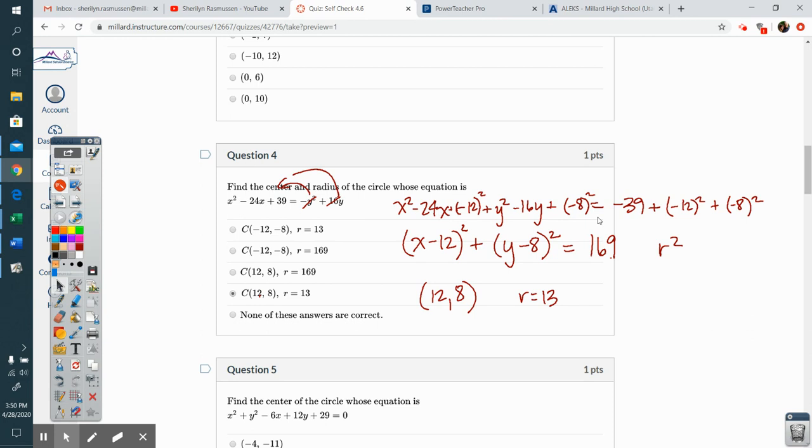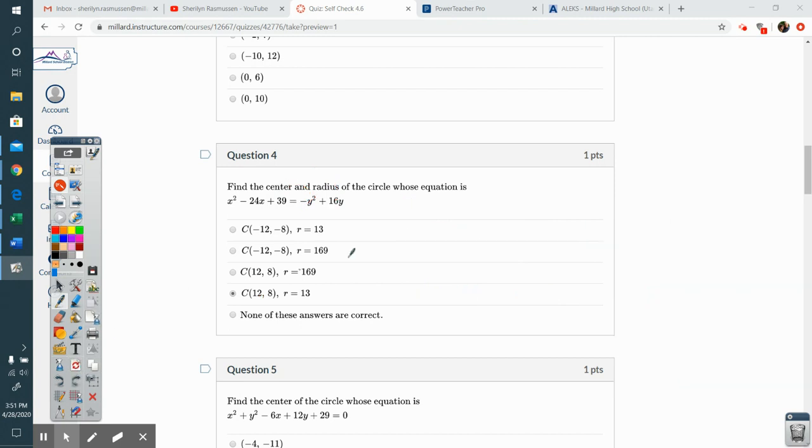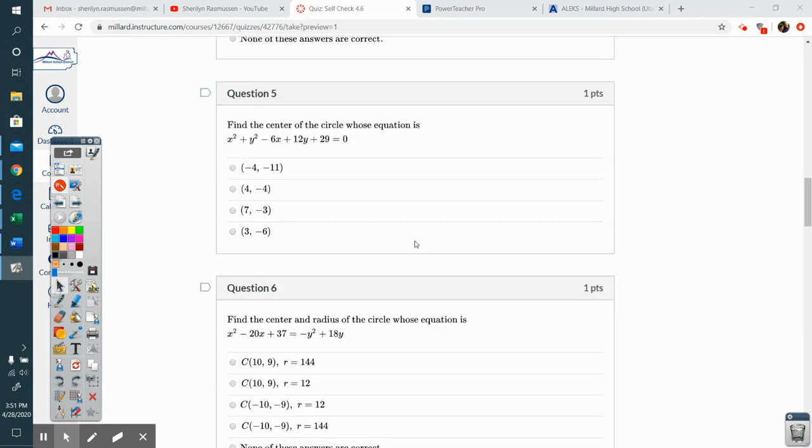Okay, so that one, if you're going to graph it, that circle would be over 12, up 8, with a radius of 13. It'd be a circle around there with 13, and that's not accurate, but you can kind of get the gist. That's kind of how it works. Okay, now question 5. Again, center of a circle, and that's your equation. So you just kind of keep repeating this.